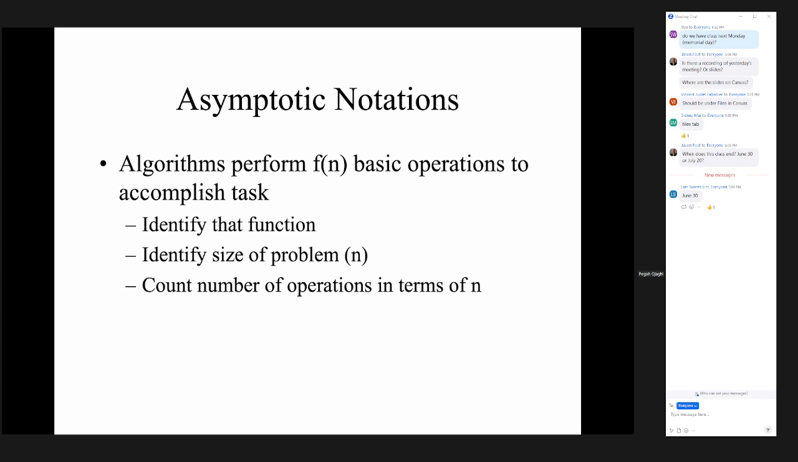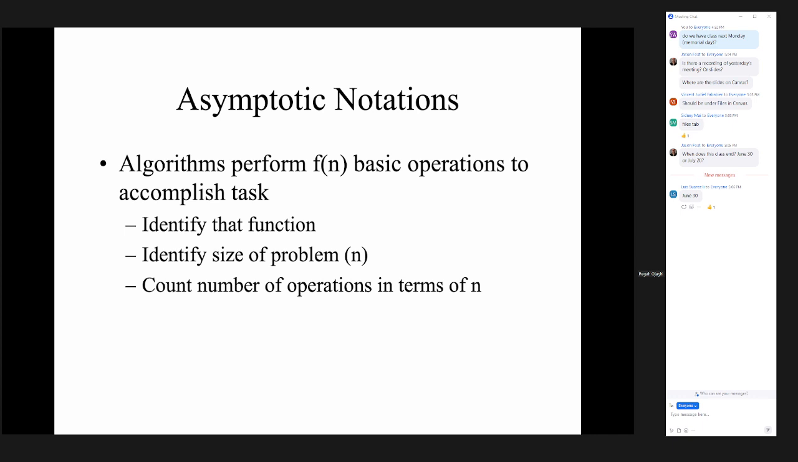For example, when I'm talking about sorting algorithms that sort numbers, there are so many algorithms, but when you want to compare them, there should be a notation to define which one is better. That's the reason the asymptotic notation comes in handy. We say an algorithm performs f(n) basic operations to accomplish a task. It means my algorithm does a function called f(n), where n is the number of tasks it is going to do.